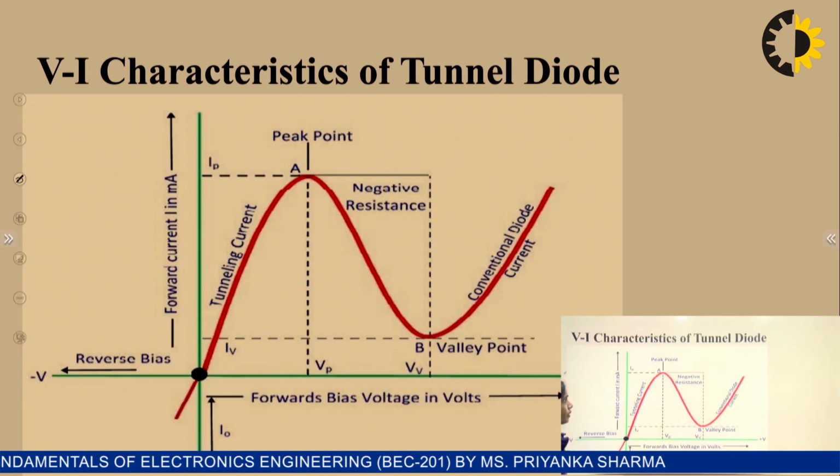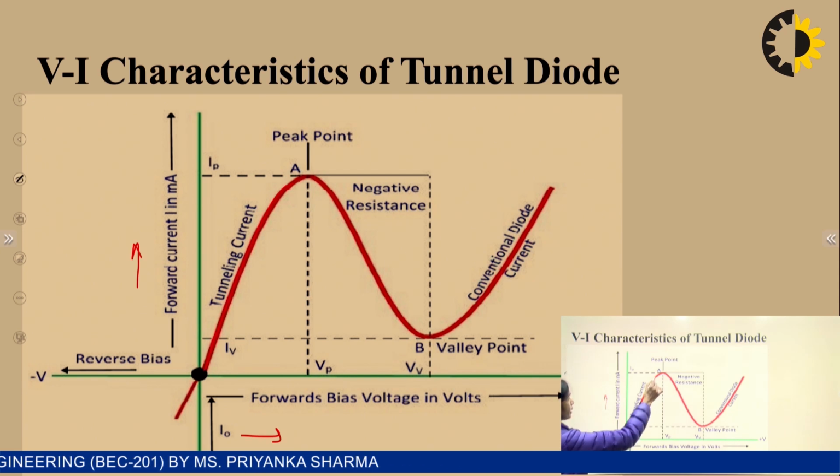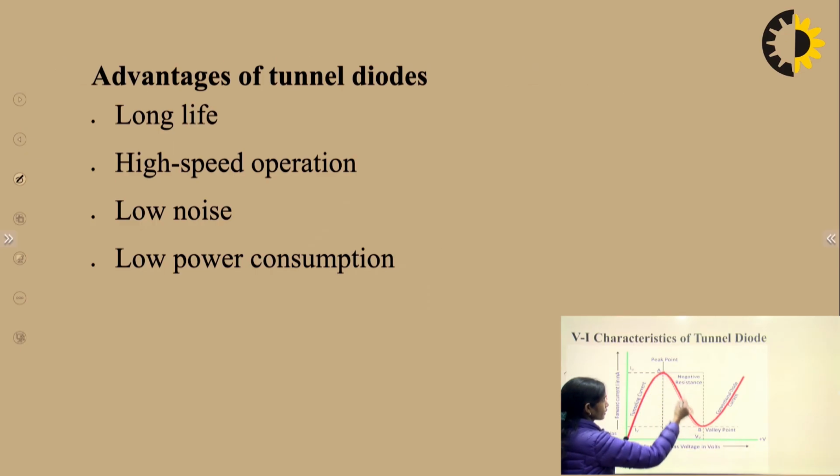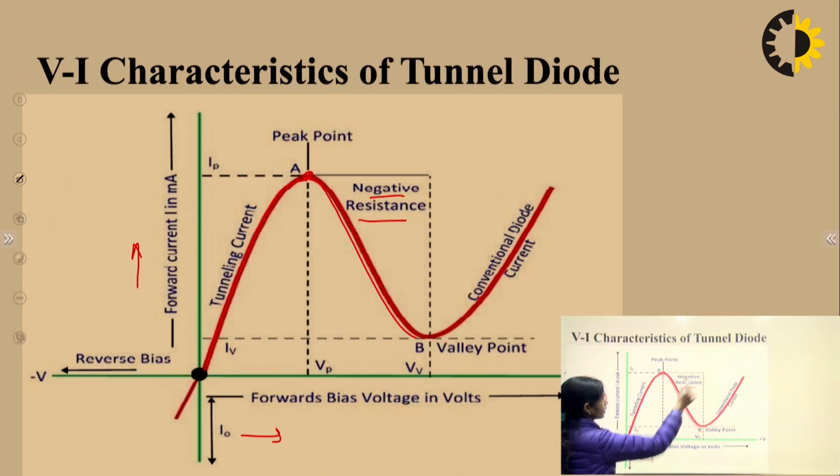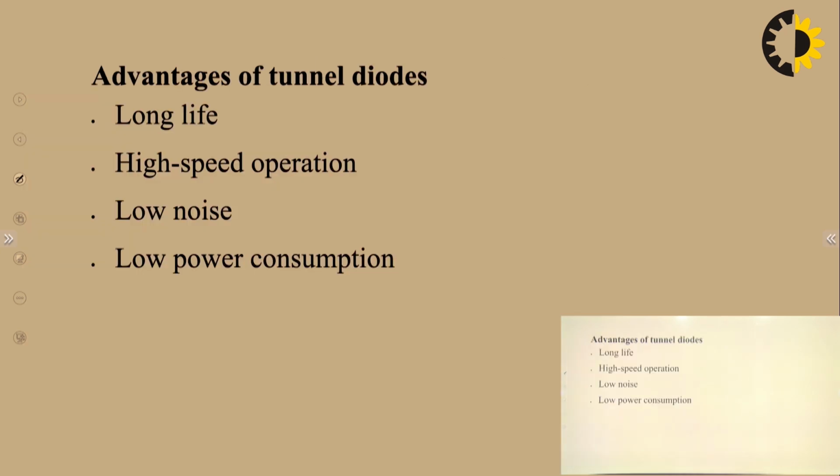Now we can see the complete VI characteristics of the tunnel diode: as we increase the voltage, the current first increases to a peak current, and after that it reduces, which is also called the negative resistance region. After the valley point, it behaves like a conventional diode. This gives us the characteristics of the tunnel diode, and it shows its high switching speed, because no potential barrier needs to be crossed for the tunnel diode to conduct.